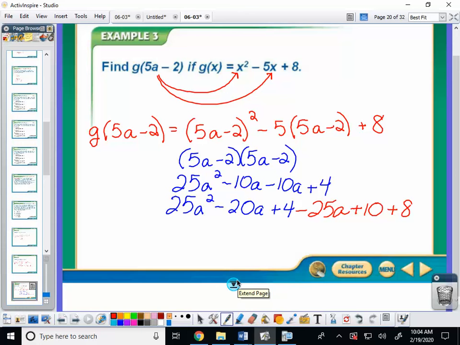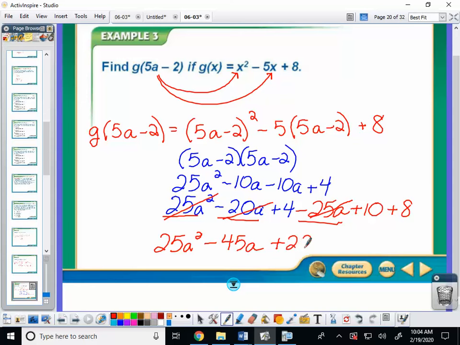In our next step, I think we've got a few like terms that we can combine. So I'll start here with my 25a squared. I don't have any other a squareds, so I'll bring it down. I've got negative 20a and negative 25a, which is negative 45a. And the remaining terms are constants that I can add. 4 plus 10 is 14. 14 plus 8 is 22.